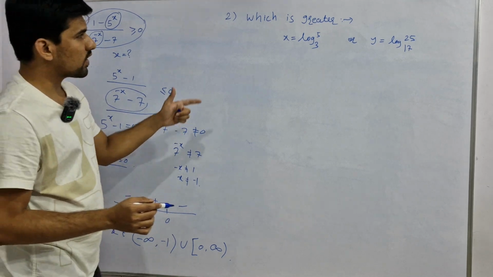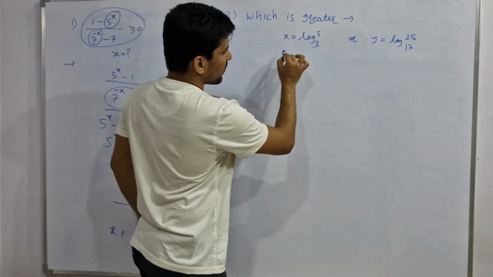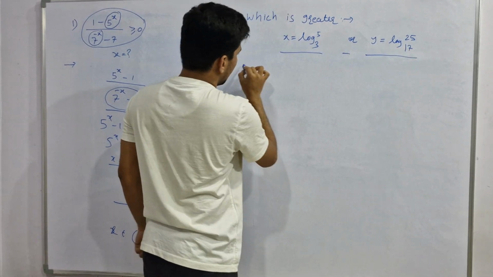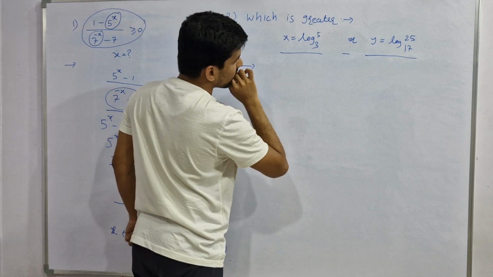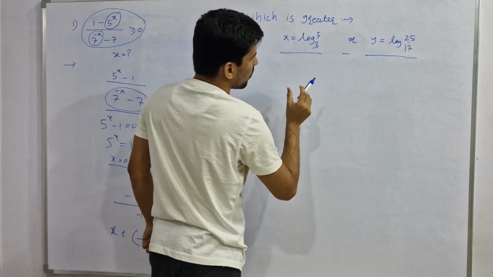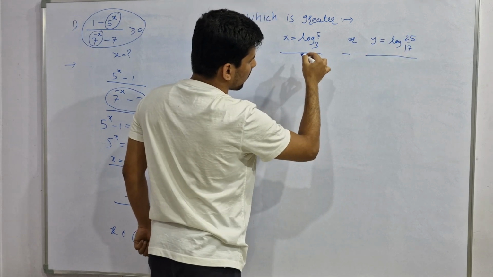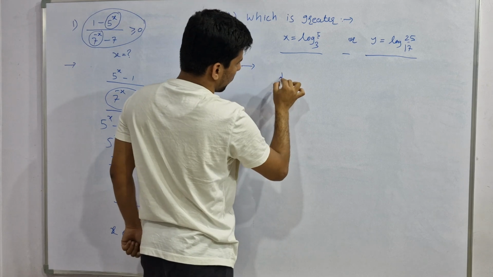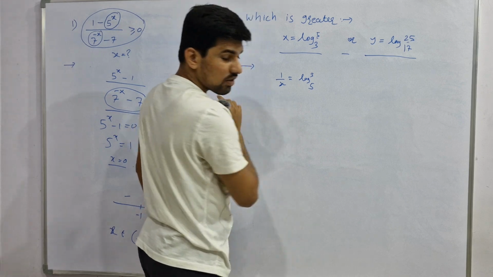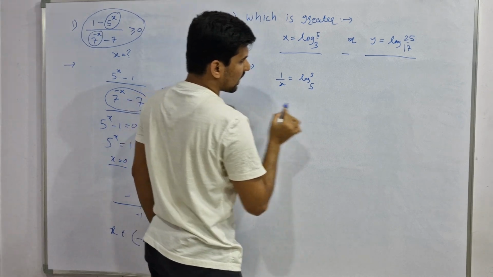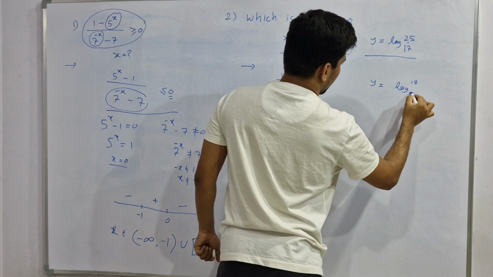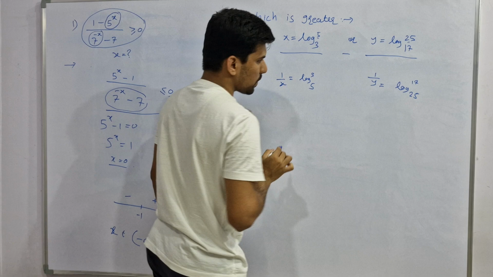Okay, now we are going to see the second problem, which is greater: either x is equal to log 5 to the base 3 or y is equal to log 25 to the base 17. Let's solve this. We see that this is 5, this is 5 and this is 25, which is 5 to the power 2. So if we take 5 as base, then 1 upon x is equal to log 3 to the base 5, by using logarithmic properties, and 1 upon y is equal to log 17 to the base 25.